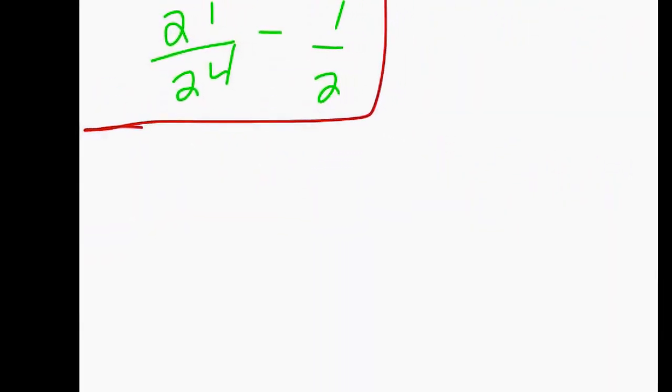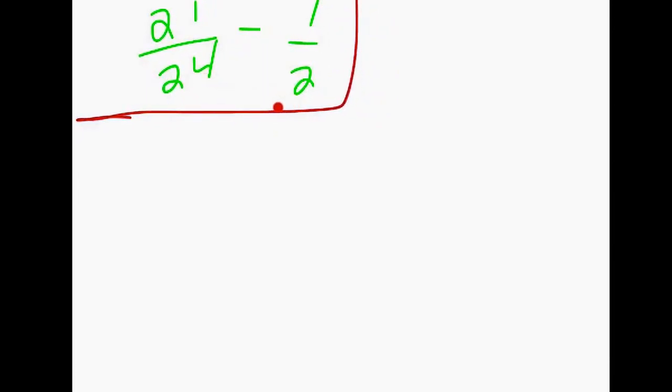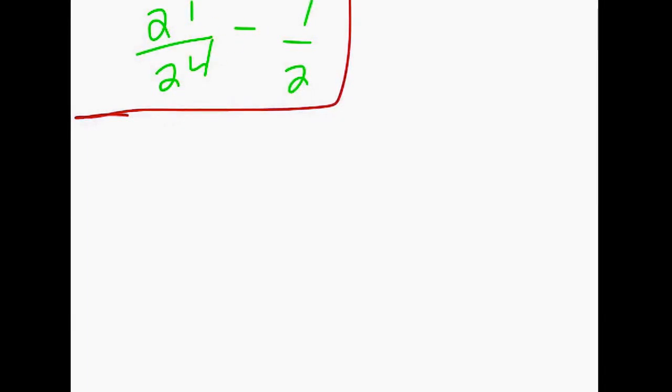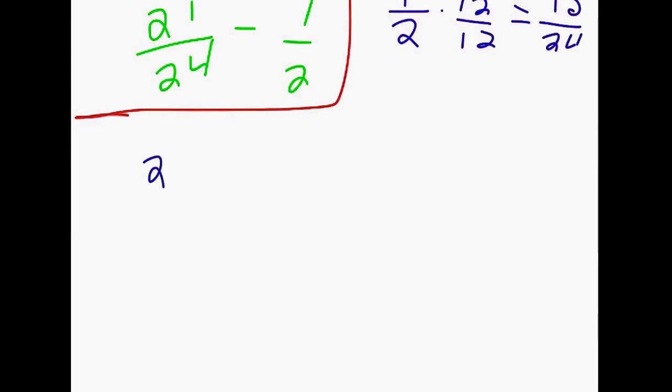Okay, solving this one is a bit more difficult, so we have different denominators on here. So we're going to have to go 2 times 12 would be the common denominator. So let's go 1/2 times 12 over 12 equals 12 24ths. So then let's go 21 24ths. Oh wait, no, we don't need to do that, do we? No. So, yeah. Then we solve that, and it would equal 21.